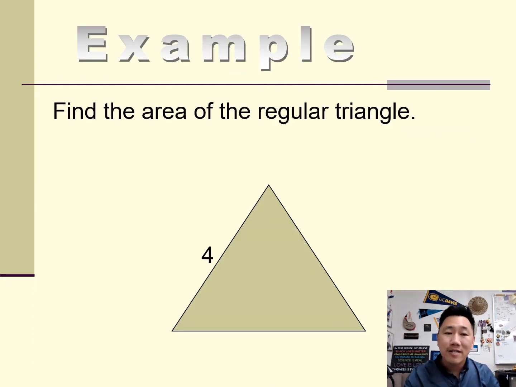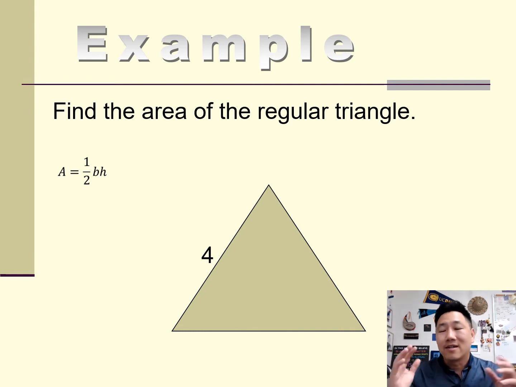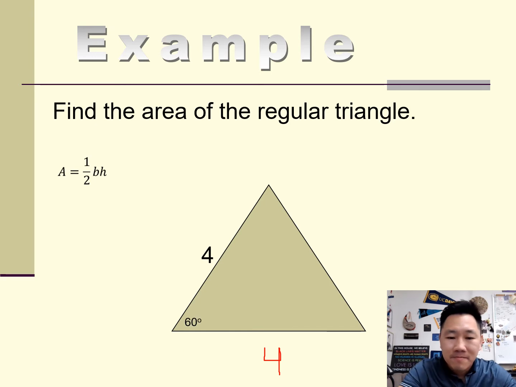All right, let's do an example. Let's find the area of a regular triangle. Now the formula for the area of a triangle is 1/2 base times height. Unfortunately, the height is not there, but the base is there, you can figure it out pretty easily. The base is 4 because it's a regular triangle, so all sides are equal to 4. But the height is not there.